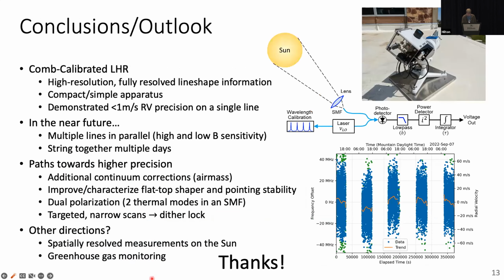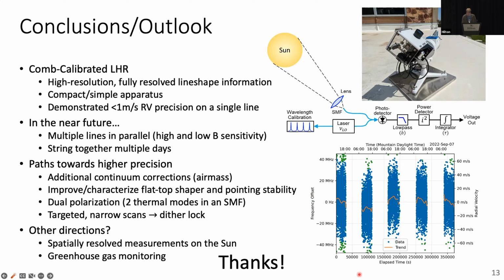So in conclusion, it's exciting to start getting measurements that push below a meter per second. For the near future, we already have components in place to observe 2 lines in parallel. So we should have data on that soon. And we're working to streamline our data collection and processing so we can have more regular cadence and string many days together. I think we still have paths toward higher precision as well.